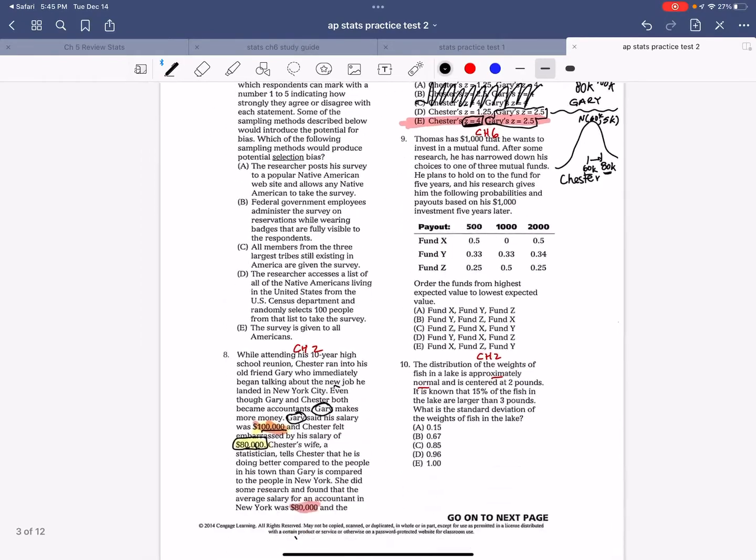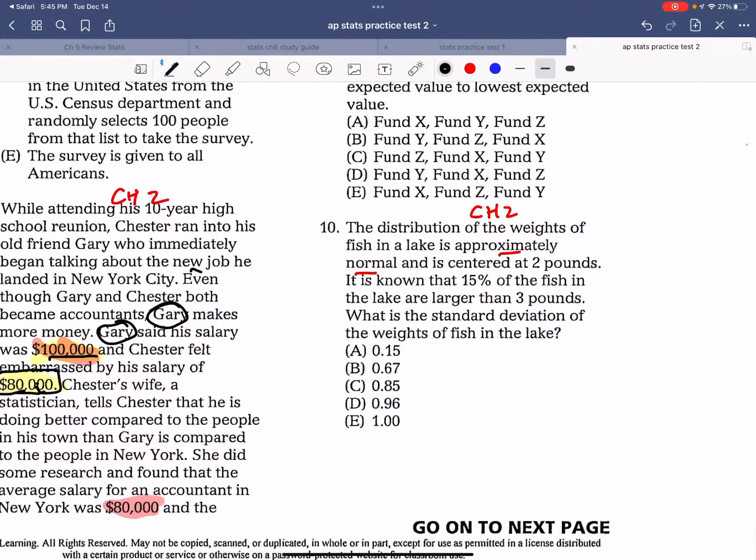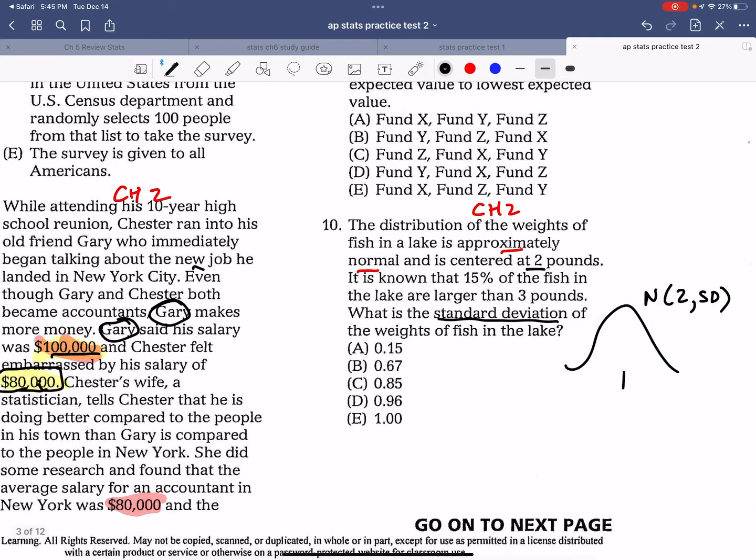For our next question, we go to question number 10. It says the distribution of weights of fish in a lake is approximately normal and centered at 2. All right. And I don't know the standard deviation just yet. Oh, I have to solve for it. Okay. It is known that 15% of the fish are larger than 3 pounds.